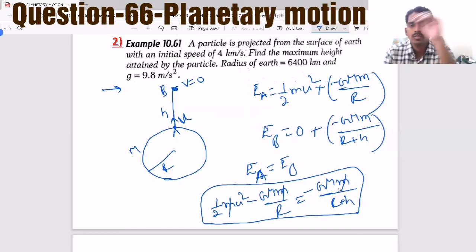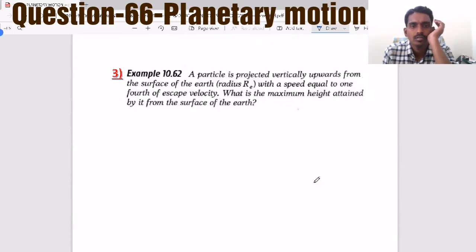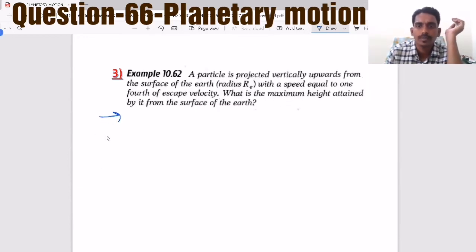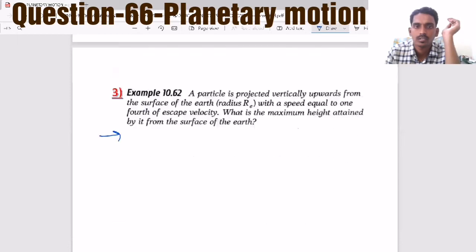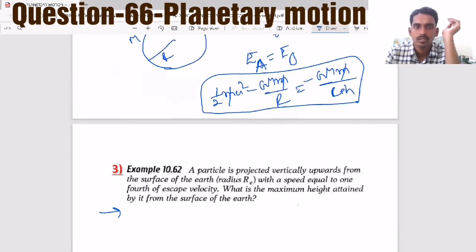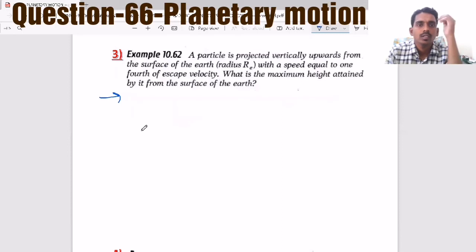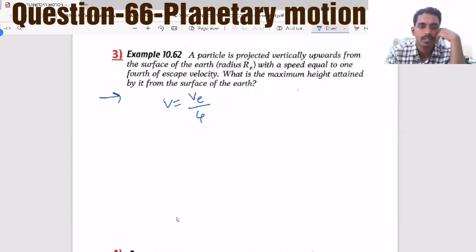Now, substitute the values, then you will get the answer. Now, the next question is, a particle is projected vertically upwards from the surface of Earth with a speed equal to 1/4 of the escape velocity. The speed is 1/4 of escape velocity. What is the maximum height attained by it?